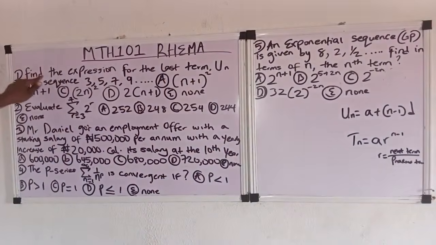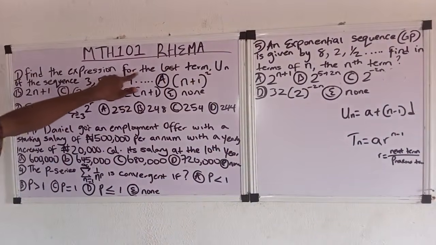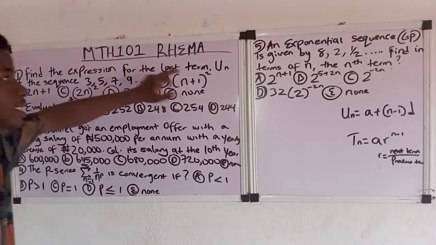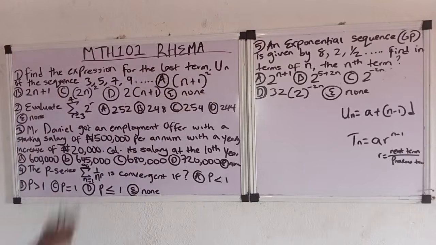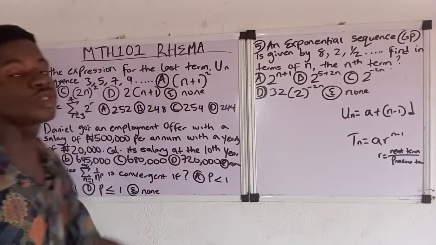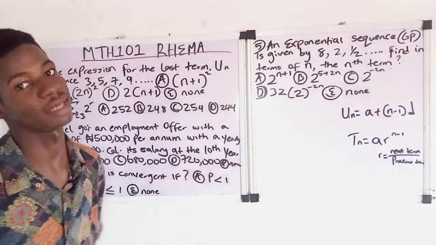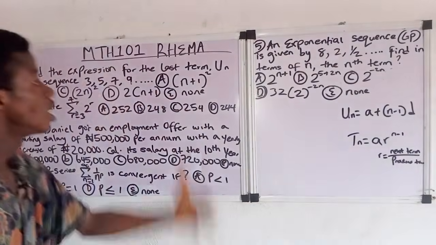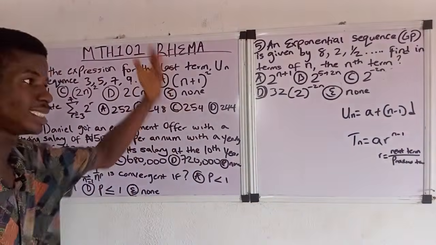They said find the expression for the last term, un. Okay, that is the last term. They say find the expression for the last term of the sequence 3, 5, 7 and 9. So this question is coming from AP, which is arithmetic progression. Okay, so they're asking us to look for the last term.